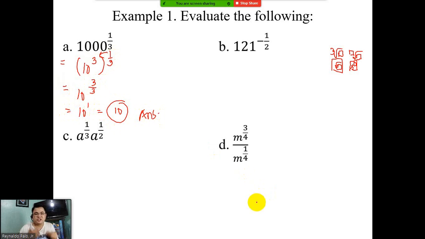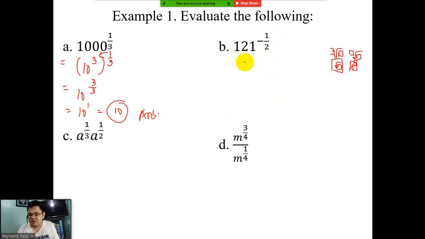So we just follow the tips. First, we have to factor. Then we have to apply the exponents and then simplify. Then letter B, we have 121 raised to the power of -1/2. As you can see, we cannot yet simplify this one because there's a negative exponent. Later on, once we factor 121, we can now actually remove the negative exponent. But for the meantime, we have to factor.